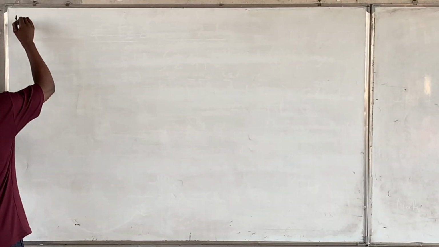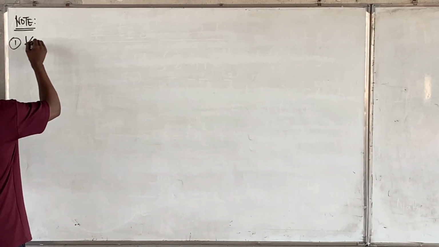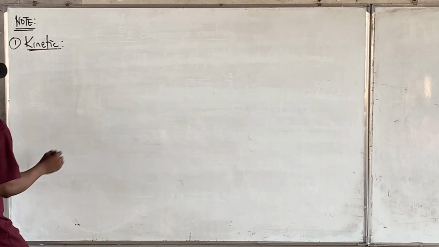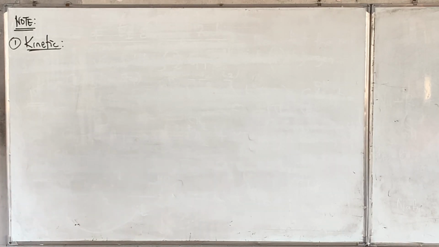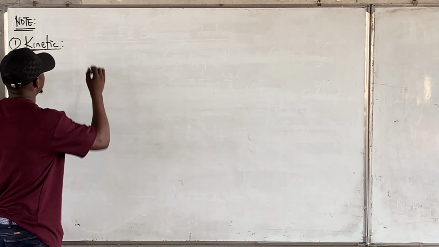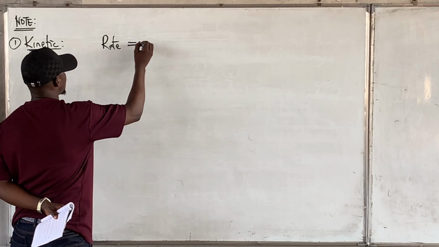Some key points, notes. The first one is the kinetics. Please, E1 is a first order kinetics, and the rate law is equals to K.